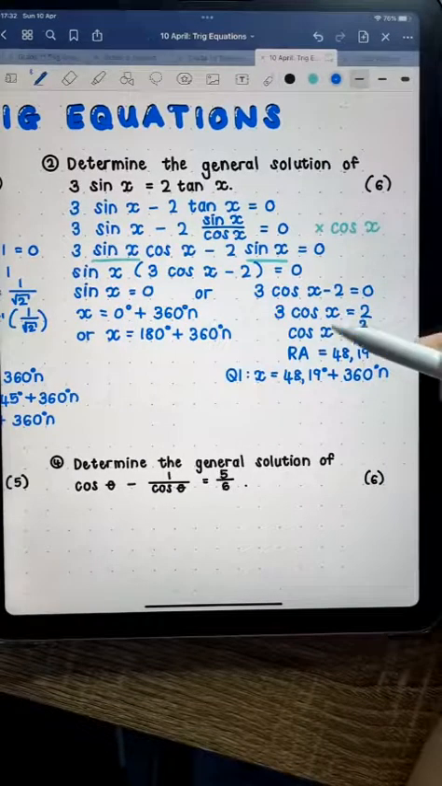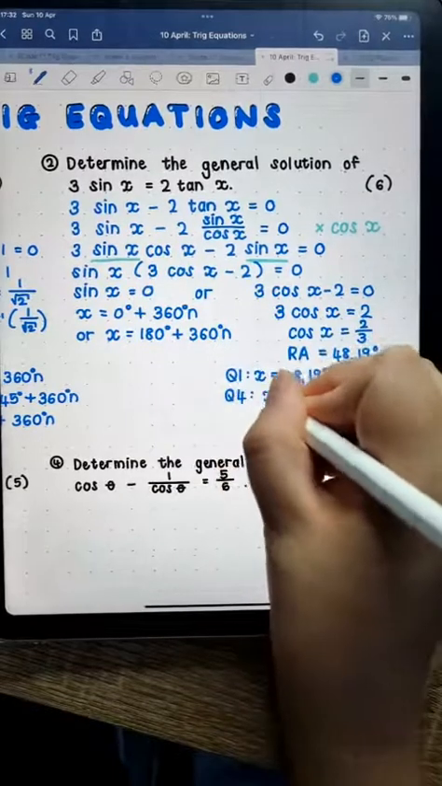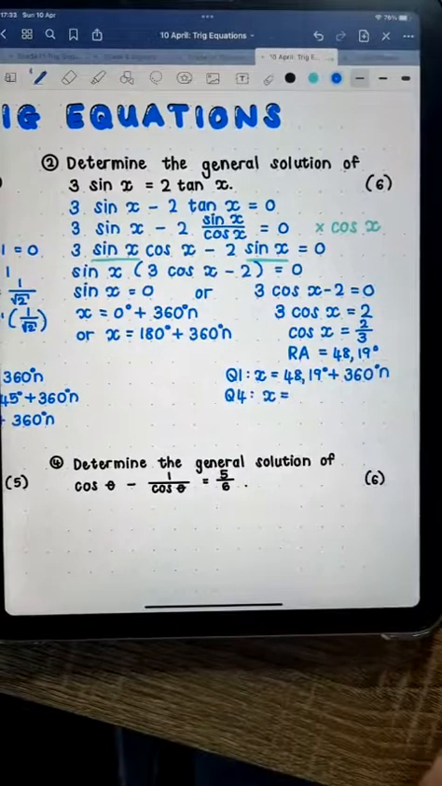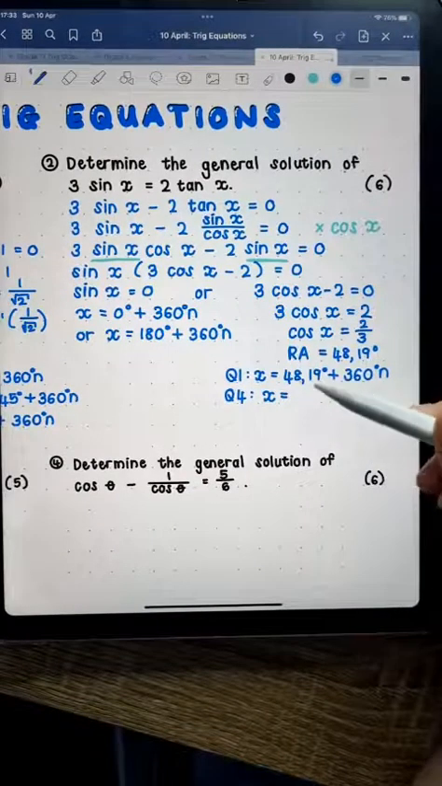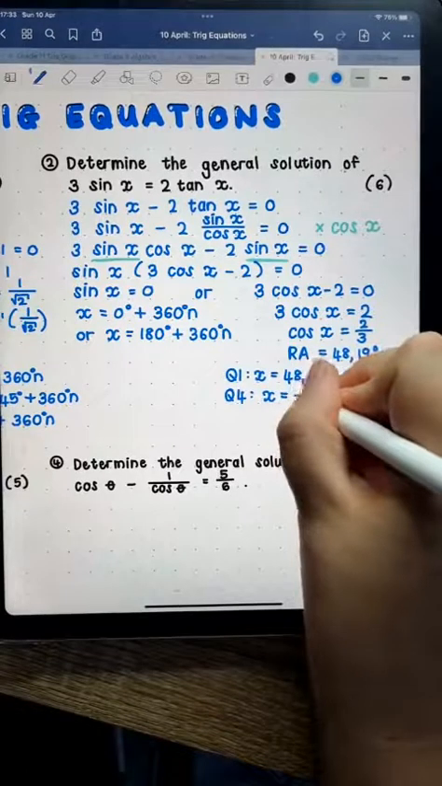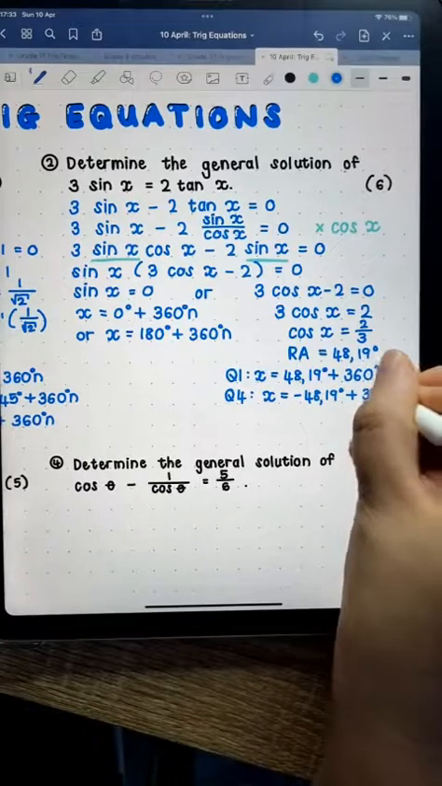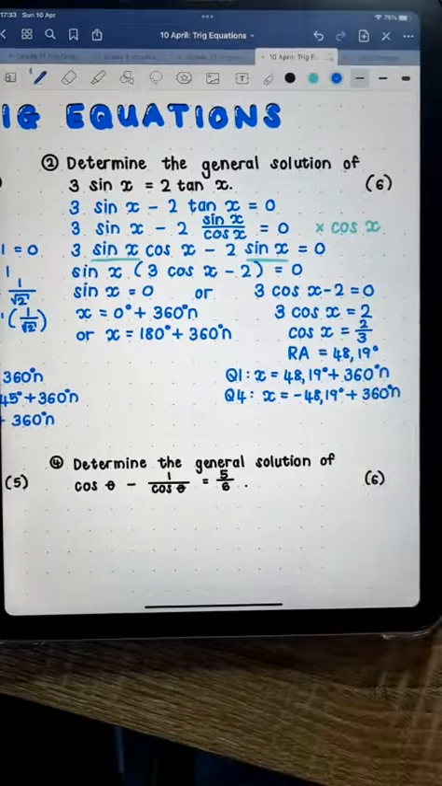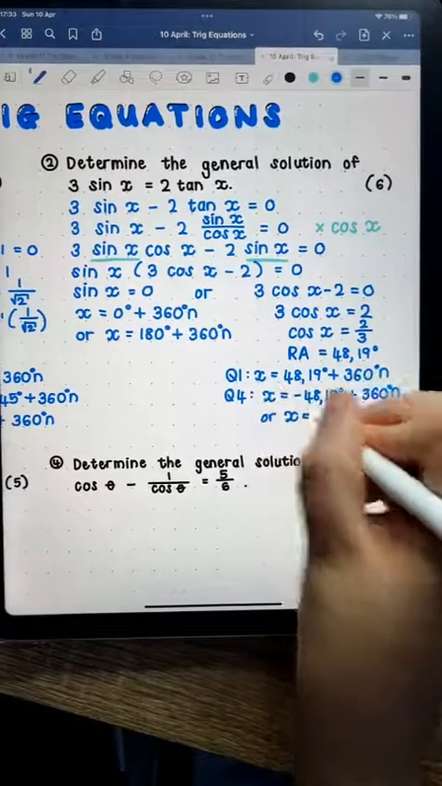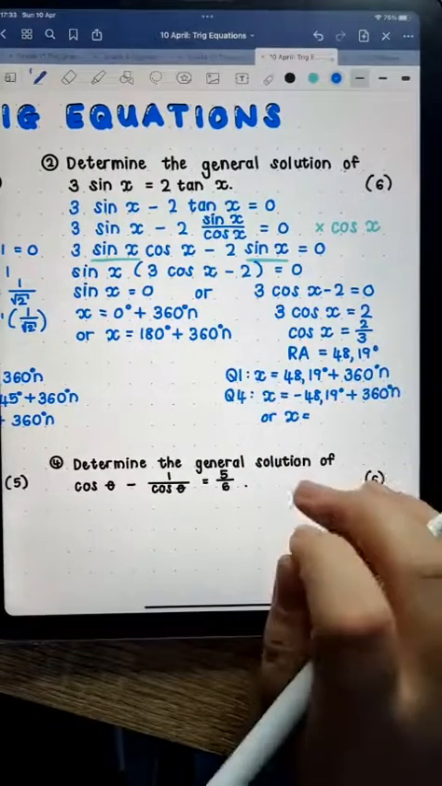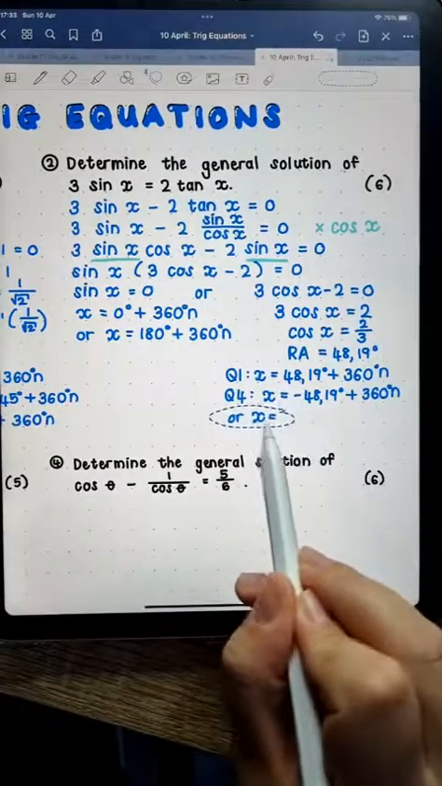Now, the other quadrant where cos is positive is quadrant 4. In the fourth quadrant, there are two things that you can do. You can either just use this reference angle, but the negative version of it. So you can write negative 48.19 plus 360n. That's perfectly fine. Or you can do 360 degrees minus your reference angle if you prefer.